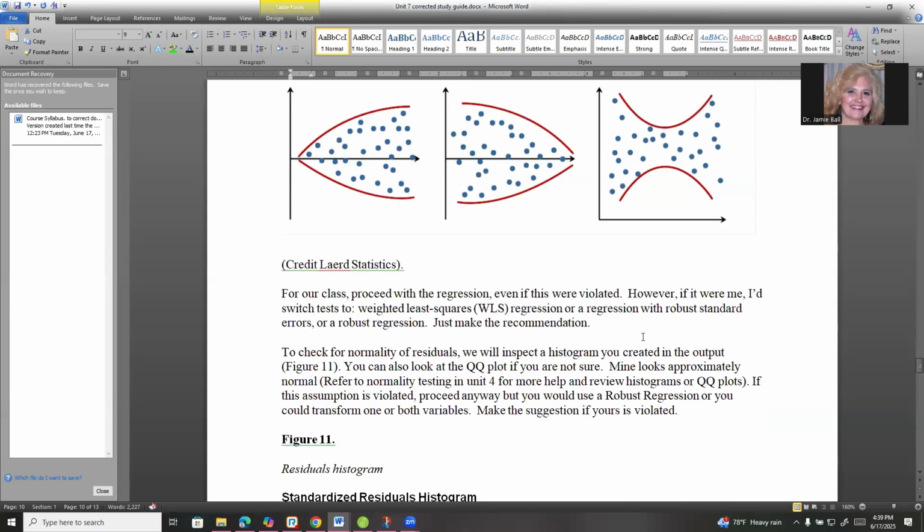So if I had to recommend a different test, I might use a weighted least squares test if this assumption were violated, or a robust standard errors regression, or just a robust regression. I would probably use weighted least squares or a robust regression.